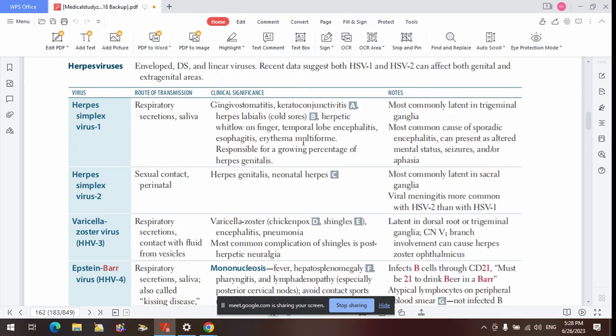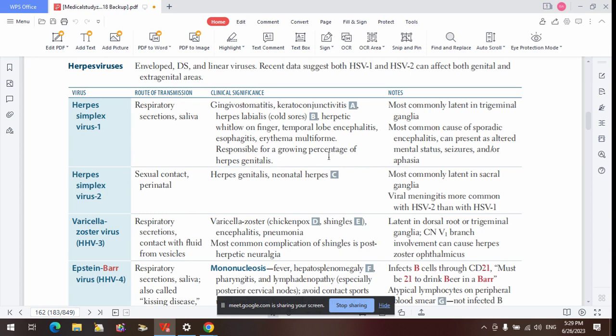So I said it can cause temporal lobe encephalitis and esophagitis. What's the nature of the esophagitis in CMV? Linear ulcerations. So for someone that has HSV, they are going to have vesicles within the esophagus, and it's going to appear as a punched out ulcer. Yeah. They can also cause erythema multiforme.